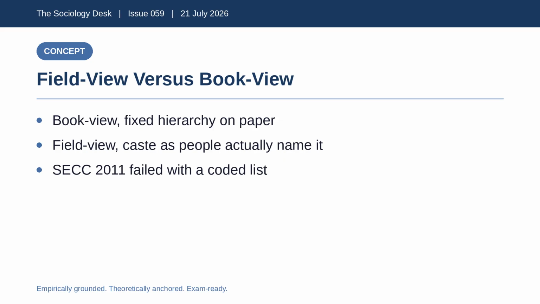The last major attempt to count caste, the socio-economic caste census of 2011, used a coded, prefixed list, a book view instrument, and it returned an unusable 46 lakh different caste names. The government called the result unreliable. The new open column is, in Srinivas's language, a field view instrument. It records caste exactly as the respondent says it, without forcing it into a pre-existing box. That single distinction, book view against field view, is worth an entire 20-mark answer on its own.